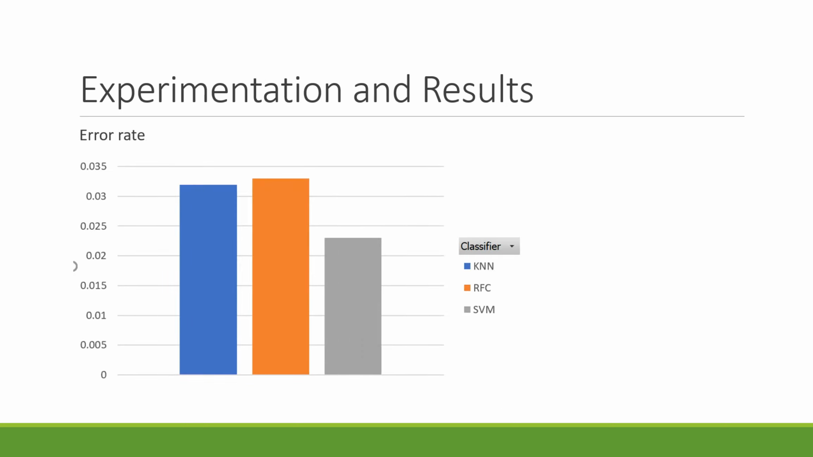Also, the error rate has to be kept in check so that no major error occurs in the applications using handwritten digit recognition systems. Minimization of error ultimately leads to a higher accuracy rate. The graph shows the error rate for different classifiers. For KNN, it's 3.19, RFC 3.30, and for SVM, it's 2.30.